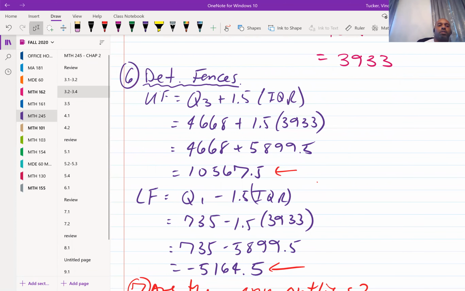And then our lower fence, Q1 minus 1.5 times the IQR, will give you negative 5,164.5. Any questions on the upper fence, lower fence?